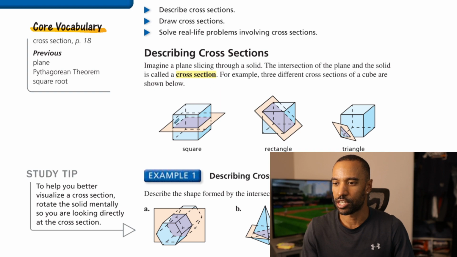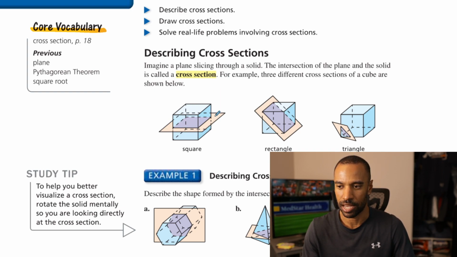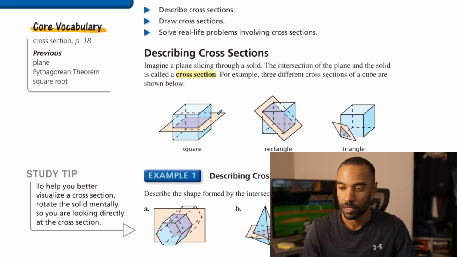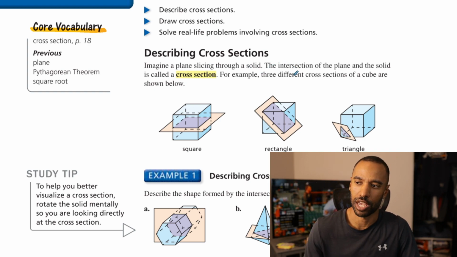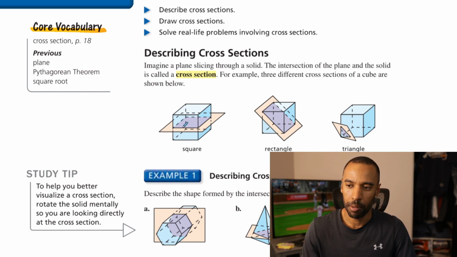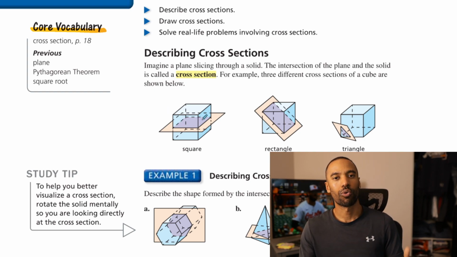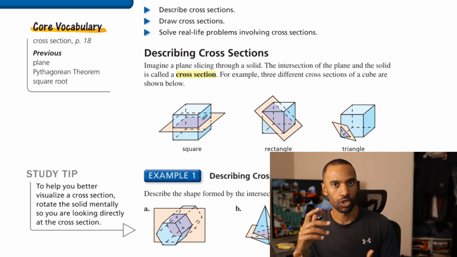Imagine a plane slicing through a solid. So here's your cube, if you will, and the plane is the salmon, I'll call it orange, the orange-colored thing. The intersection of the plane and the solid is called a cross section. For example, 3 different cross sections of a cube are shown below. So in purple is the cross section of the plane intersecting with the cube.